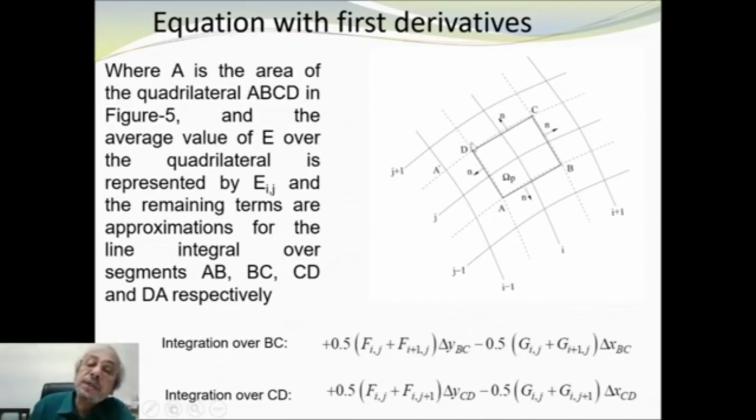Then we go for integration over CD, and in this integration, yc minus yd will be delta ycd, and xc minus xd will be delta xcd. So that is from geometry, and then the variable, that means Fij here and Fij plus 1 is the value here. So we have to find the F value on CD, that means the value at this location, and that is half of Fij plus Fij plus 1, into delta YCD.